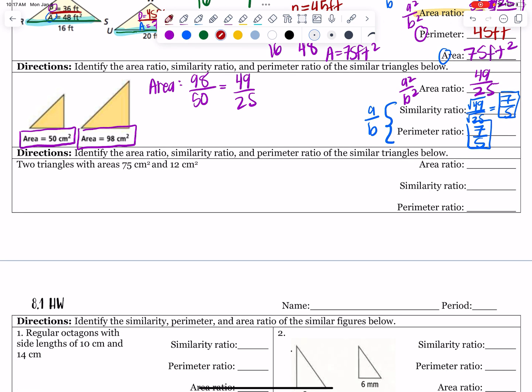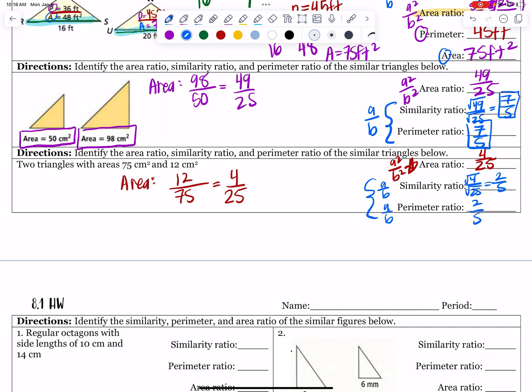All right, same exact thing on this problem. We have two triangles with areas that are 12 and 75. So that's going to be 12 centimeters squared over 75 centimeters squared. 12 over 75 reduces to 4 over 25. You could write 25 over 4 or 4 over 25, either way. So what is my area ratio? My area ratio simplified is 4 over 25, which means that the similarity ratio, because this is A squared over B squared, is just going to be A over B. So I'm going to take the square root of the top and of the bottom, and that's going to be 2/5. If that's 2/5, then this is also going to be 2/5.